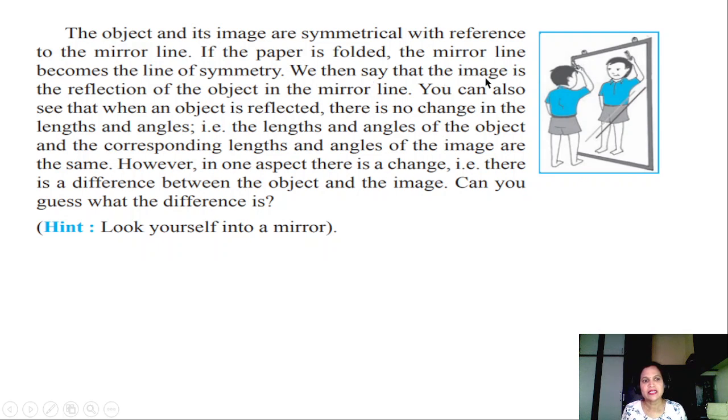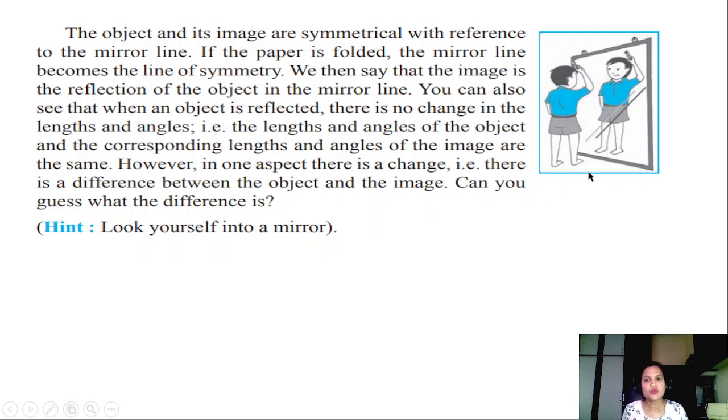When we say that an image is a reflection of an object in the mirror line, you can also see that when the object is reflected, when you see the image in the mirror, there is no change in the length and angles. That is, the lengths and angles of the object and the corresponding lengths and angles of the image are the same. However, in one aspect there is a change. There is a difference between the object and the image. Can you guess what the difference is?